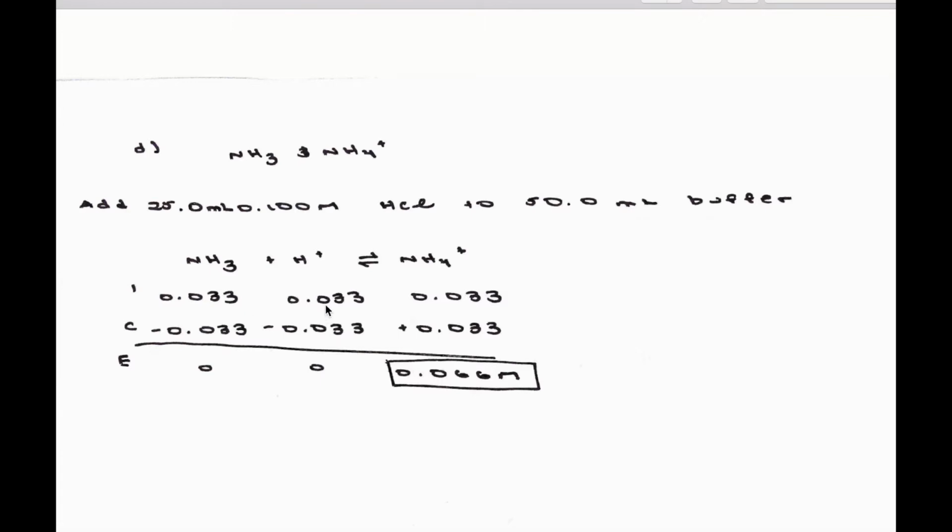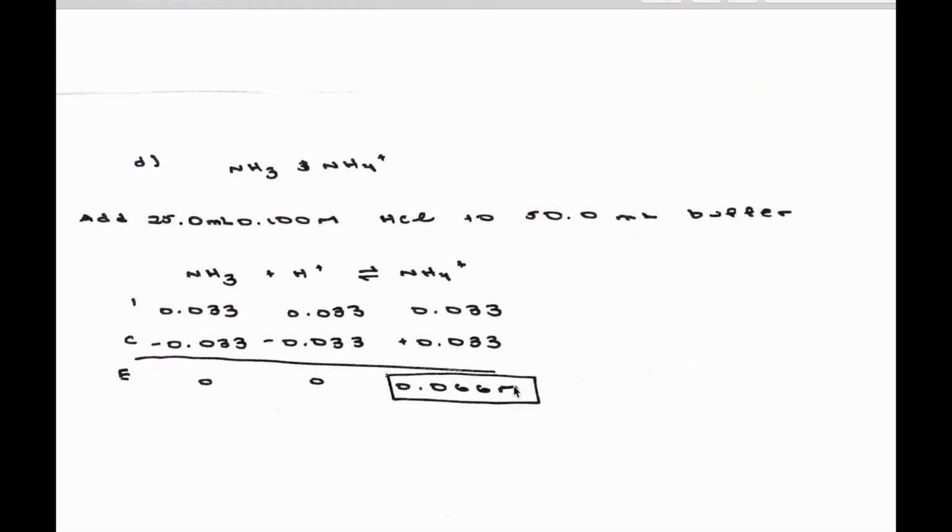If I do the same thing for H+, okay, so 25 times 0.1 divided by the total volume, which is 75, you again get 0.033. It just happens to work out that way. And then NH4+ and NH3 are going to have the same concentration. I just did my math the exact same. I'm going to have these react because it's an acid and a base reacting. And so what I end up getting for NH4+ is 0.066 molar of NH4+.